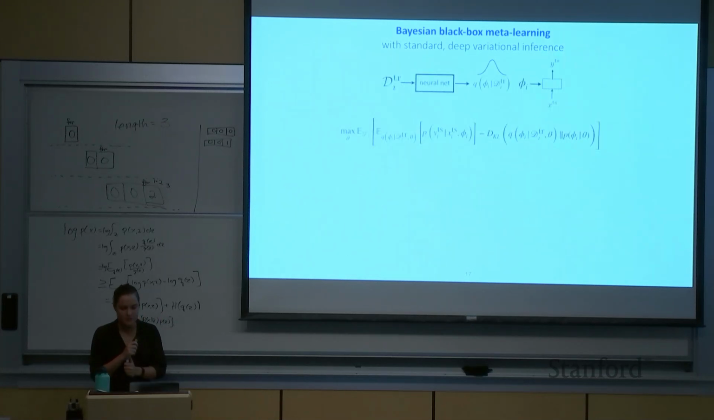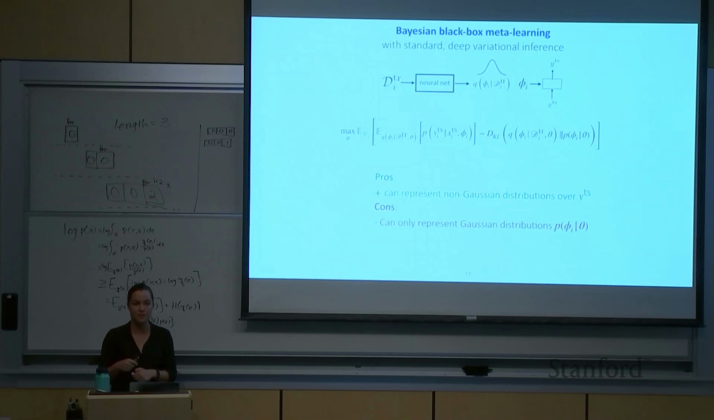Cool, so there's our objective. The benefits of this approach is that you can represent non-Gaussian distributions over y, and you can also get a distribution, I didn't write this, but you can get a distribution over your task parameters phi, rather than only getting a distribution over your labels. So this allows you to represent uncertainty over the underlying function and not just about the underlying data points. The downside is that this can only represent Gaussian distributions of p of phi given theta.